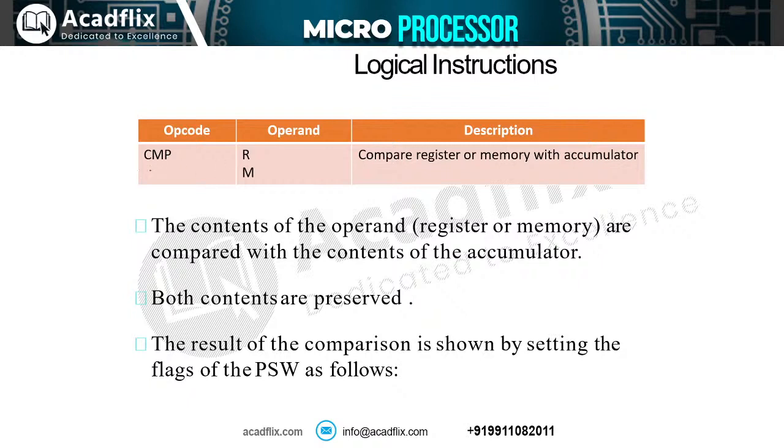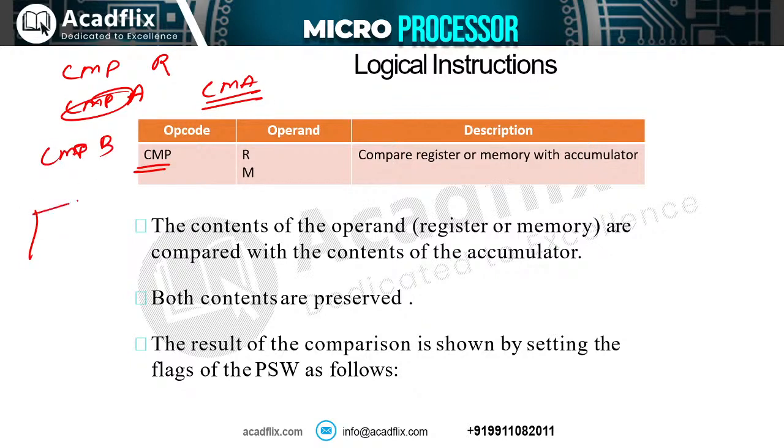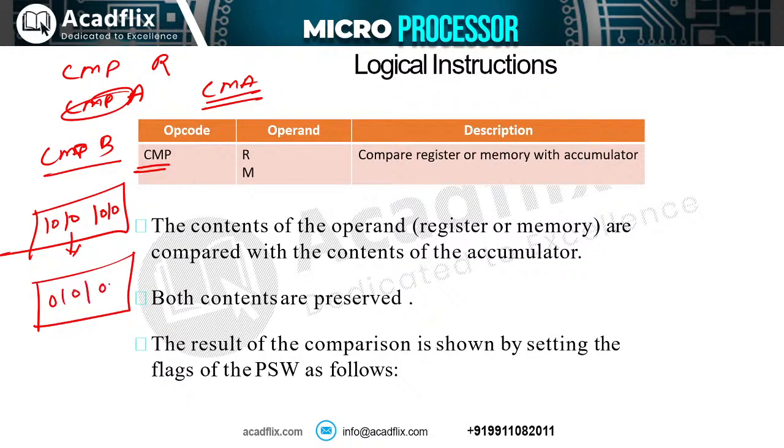Complement instruction means you are complementing the value. For example, you have complement R. CMP-R means that you have some register specified here, for example CMP-A. Okay, CMP-A will not be there, we have a CMA for that. So if we have CMP-B, this means that we have a register B in which we have some value like this. So when we are saying complement B, that means this value will be complemented and this value will become 0 1 0 1 0 1 0 1.